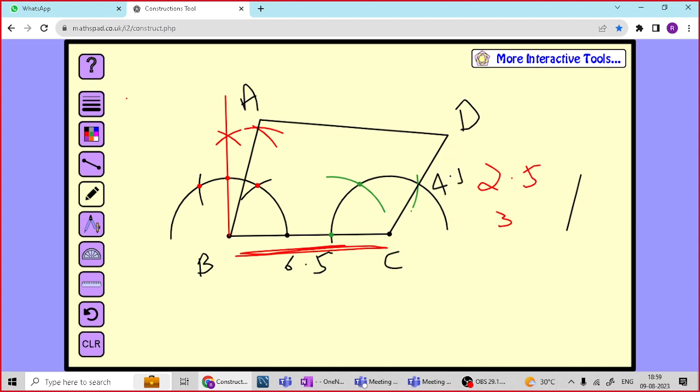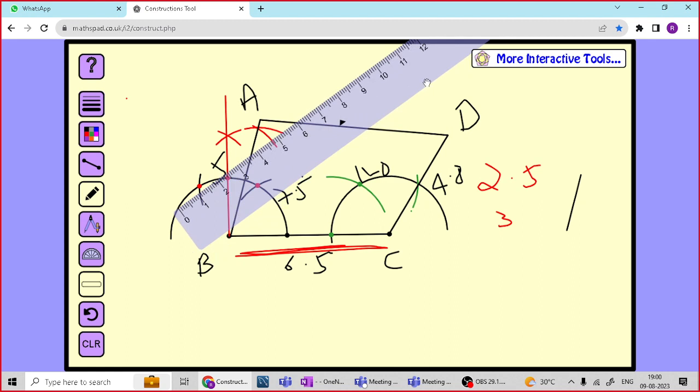This is 4.8. What's the value of AB? 75 degrees. No, I'm asking the length. 5 centimeters. Okay, now measure AD, students. Check what you all got for AD. I got 8 centimeters, sir.